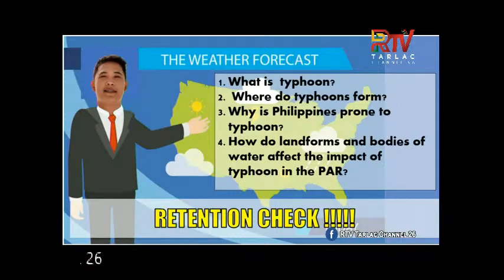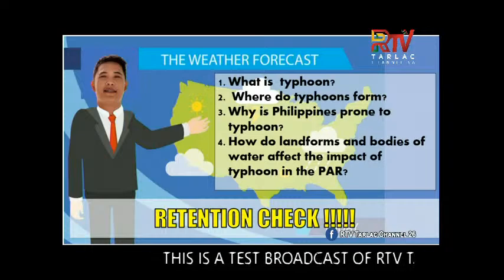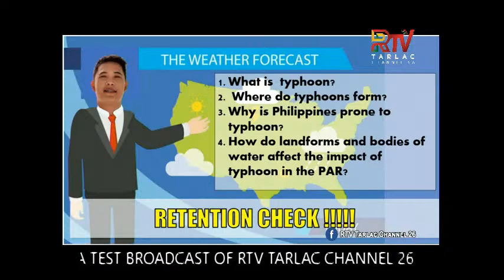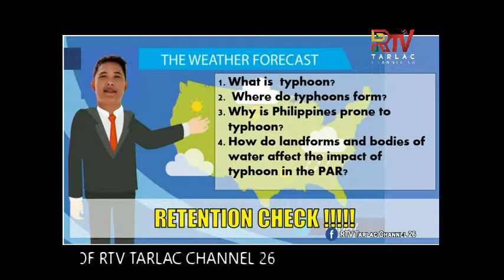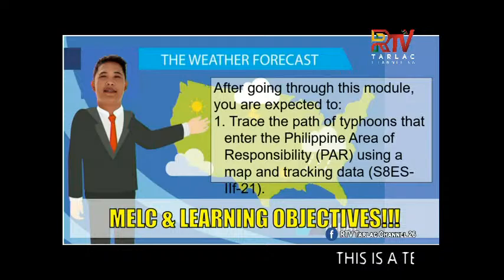Good thinking! Landforms and bodies of water on and around the Philippines affect the strength or weakness of typhoon. Landforms lessen the strength of the typhoon whenever the winds strike land area, while warm water from ocean provides strength and higher rainfall. If you were able to answer these questions correctly, I want you to tap your shoulder twice, then say, "Good job, self."